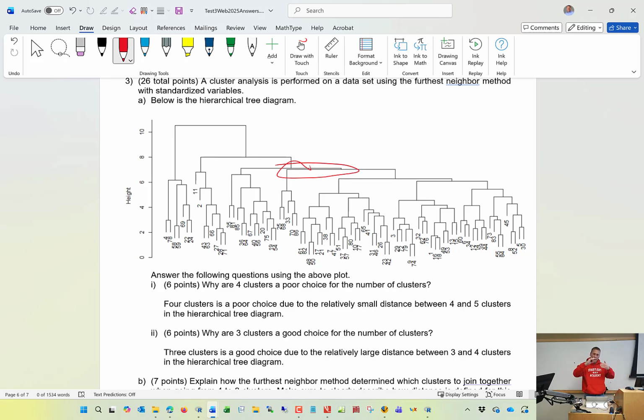And that carried forward then in the next problem too. Why are 3 clusters a good choice? So why is 4 clusters a bad choice? Because of this extremely small distance there. Why is 3 clusters a good choice? Well, relative to what we've seen before, we have a large amount of distance.